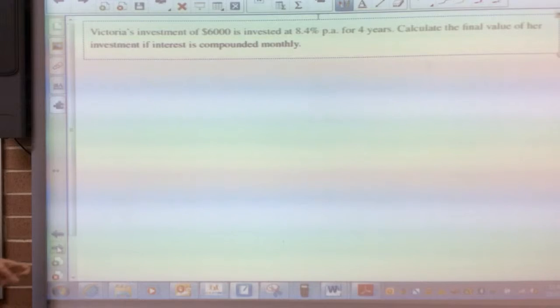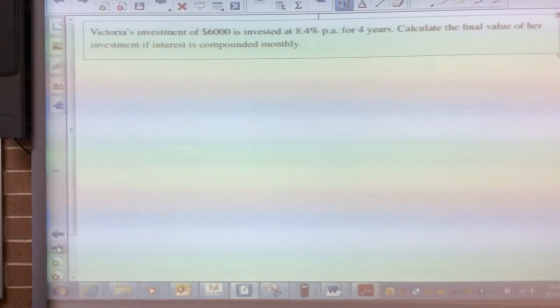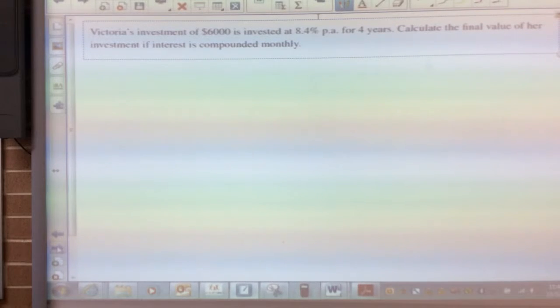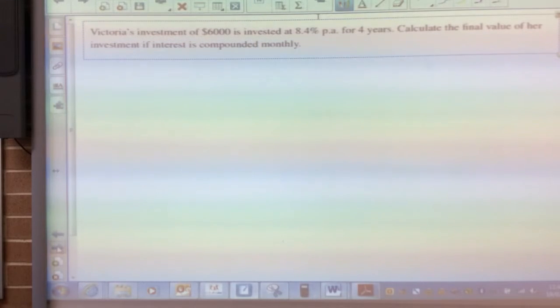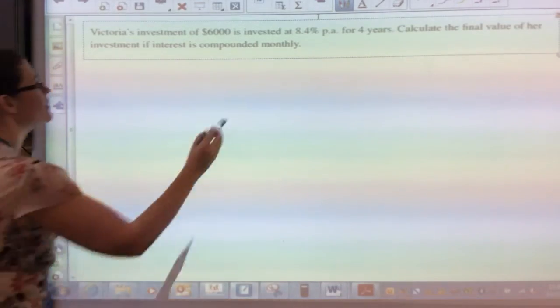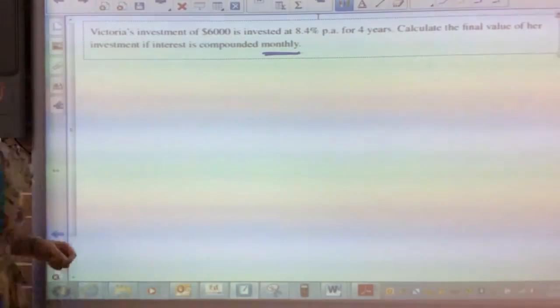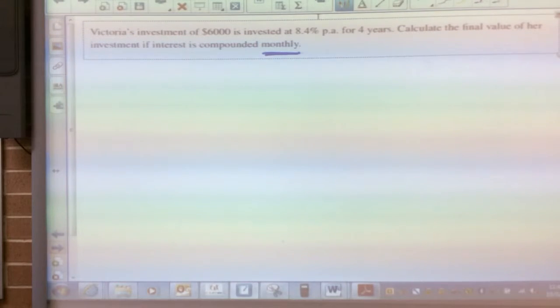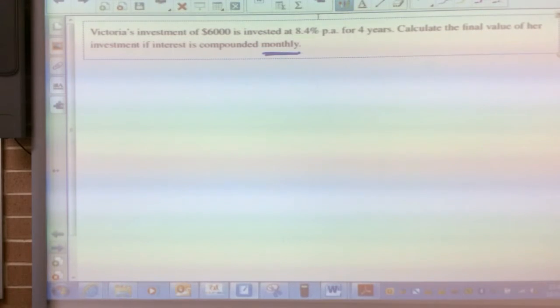Now, in the next example, we have Victoria. She's investing 6,000 at 8.4% for 4 years. The problem is this question got a whole lot more difficult with this one word: monthly. That makes everything way more difficult. I need to be really careful that both N and R are monthly.